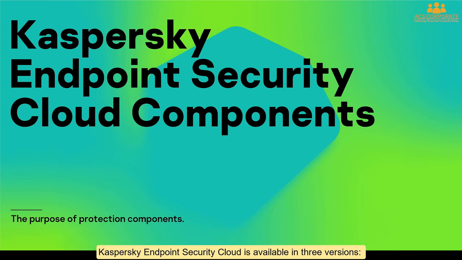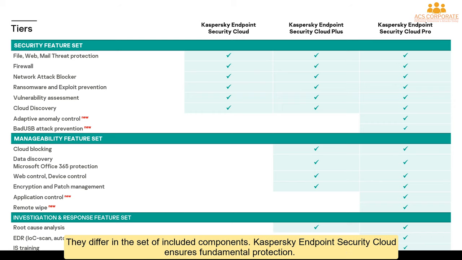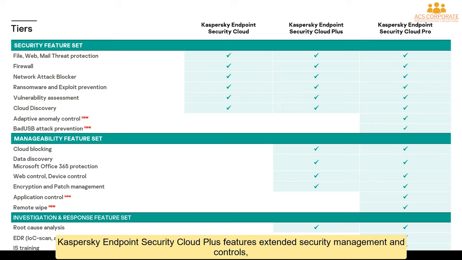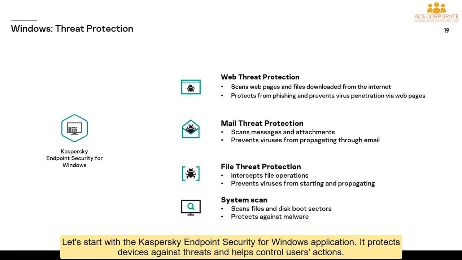Kaspersky Endpoint Security Cloud is available in three versions: Kaspersky Endpoint Security Cloud, Kaspersky Endpoint Security Cloud Plus and Kaspersky Endpoint Security Cloud Pro. They differ in the set of included components. Kaspersky Endpoint Security Cloud ensures fundamental protection. Kaspersky Endpoint Security Cloud Plus features extended security management and controls. And Kaspersky Endpoint Security Cloud Pro additionally provides incident investigation and response components, as well as information security training. Let's start with the Kaspersky Endpoint Security for Windows application.